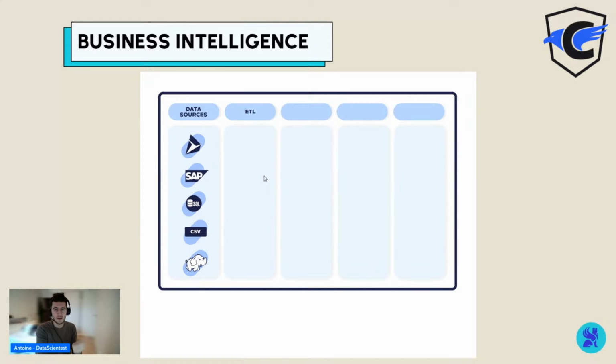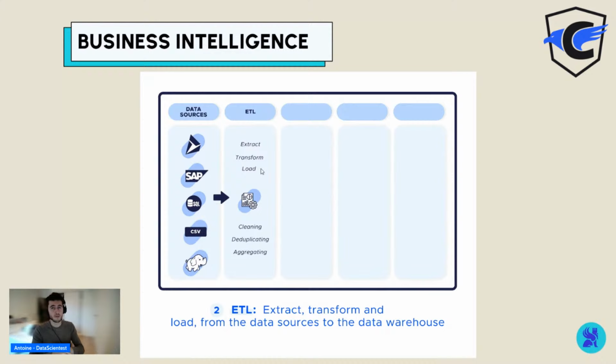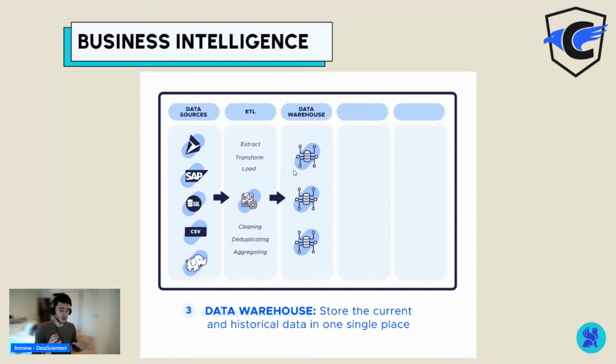And finally, once our data all have the same format in tables, for example, we will be able to load these tables in a data warehouse. So what is a data warehouse? It's like a huge database, a SQL database, where our data is stored as structured data.